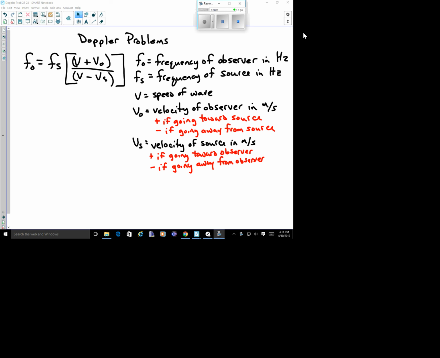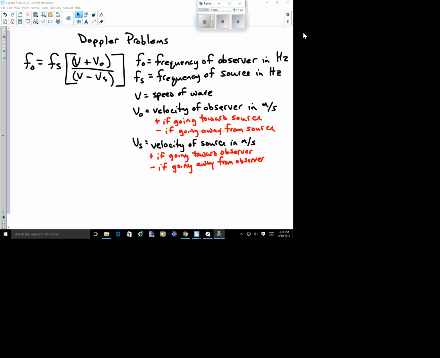idea. But this big formula, the F subscript O, stands for the frequency of the observer. In other words, that's going to be what a person listening to the sound is actually going to hear, because it's different than what the source is actually blowing. So let's say I blow my horn on my car and it blows, I don't know, a frequency at 400 hertz. Well, if I'm going towards the observer, that observer is going to hear a higher pitch. If I'm going away from the observer, it's going to hear a lower pitch.